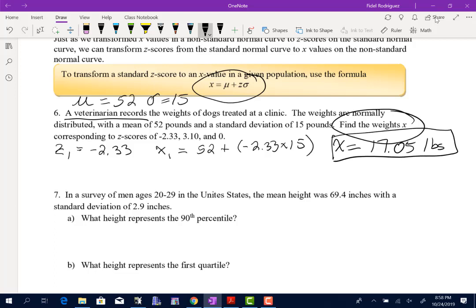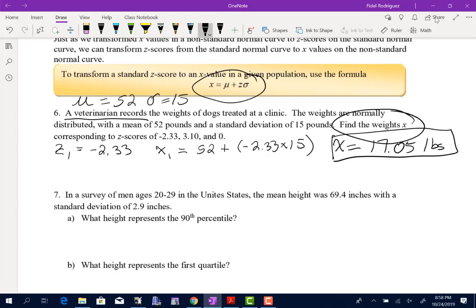What was the average weight of the dog? Do we know? What's the average weight of the dogs that they looked at? 52 pounds. Was that dog underweight? It's a small dog, right? The average weight of the dogs that they looked at was 52 pounds. This dog only weighs how much? 17. Guys, that dog is underweight.